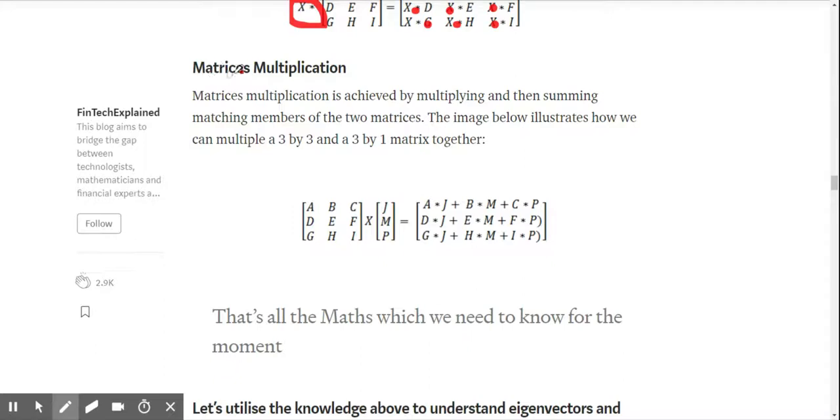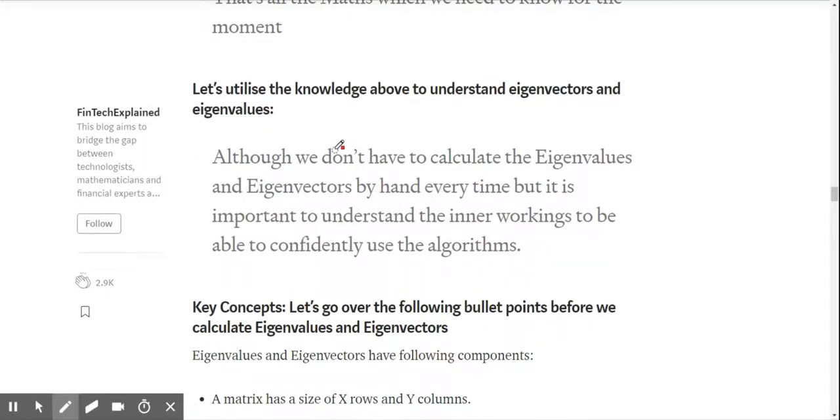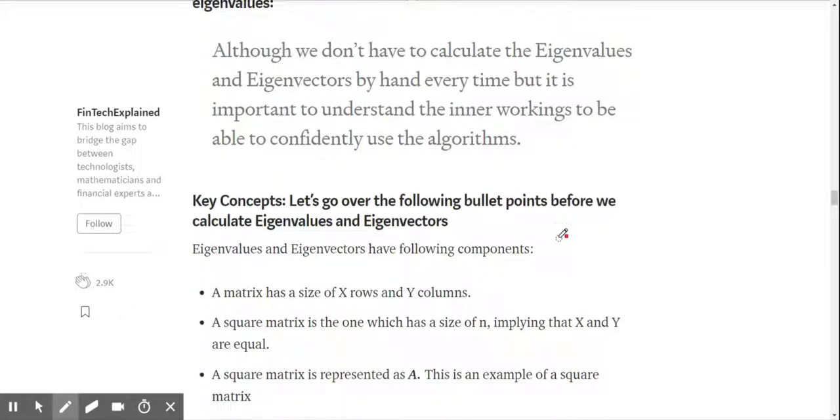Matrix multiplication is basically these times these. You multiply each of those components and add them all together, and that gives you this row in here, and then you do the same for the other ones. Okay, let's utilize that knowledge. Although we don't have to calculate the eigenvalues and eigenvectors by hand every time, it is important to understand the inner workings to be able to confidently use the algorithms.